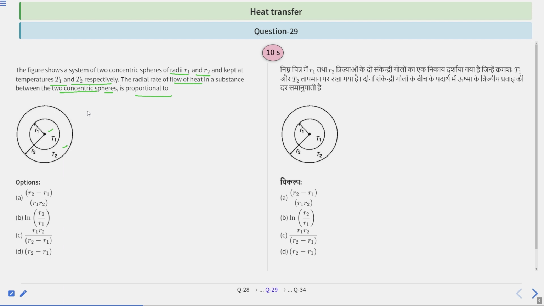So the question asks about the radial rate of flow of heat in a substance between the two concentric spheres, proportional to what? Given options: option A is R2 minus R1 divided by R1 R2. Option B is log R2 divided by R1. Option C is R1 R2 divided by R2 minus R1. And option D is R2 minus R1. So which option is correct? Option A, option B, option C or option D? You have 10 seconds to solve this question. After 10 seconds, we will provide the solution.